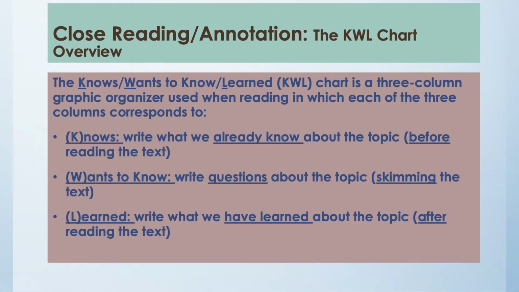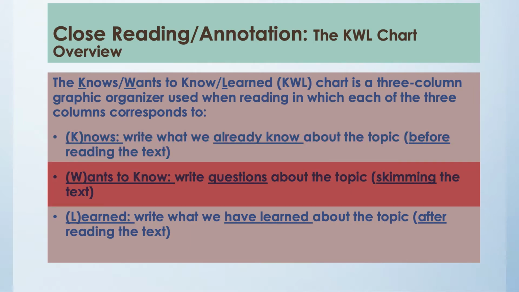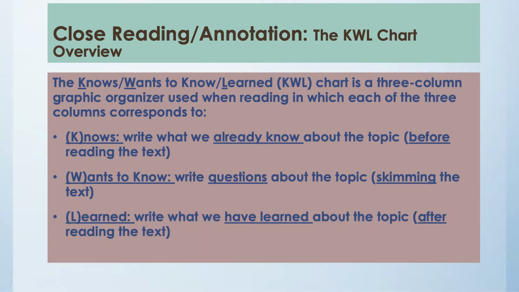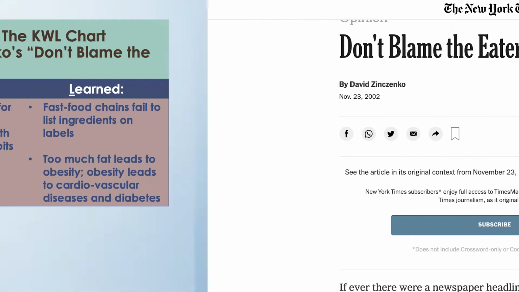The Know, Wants to Know, Learned KWL chart. The KWL chart is an excellent graphic organizer when reading because it can help us sort out what we already know about a topic, what questions we have about it, and what we learned from the reading, an essay, or article about this topic. To follow along in this video, it will help you to read the short New York Times article, Don't Blame the Eater, by David Zinczenko.